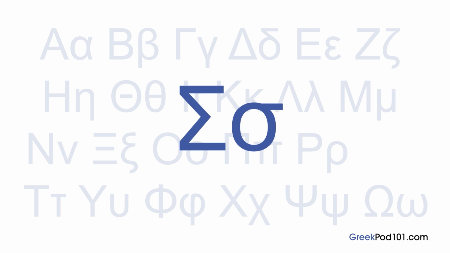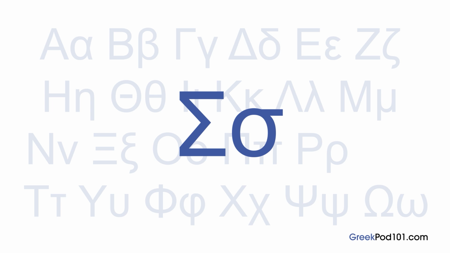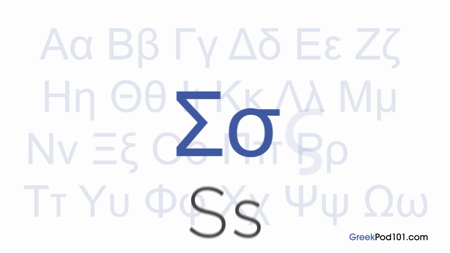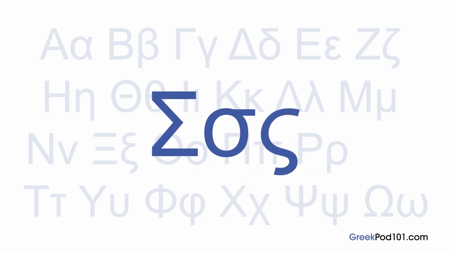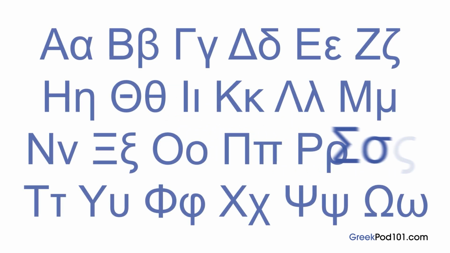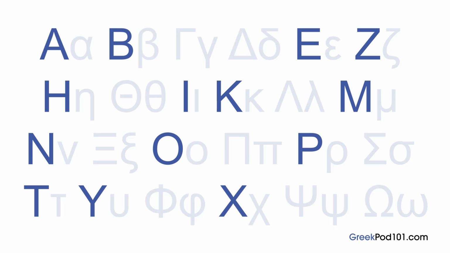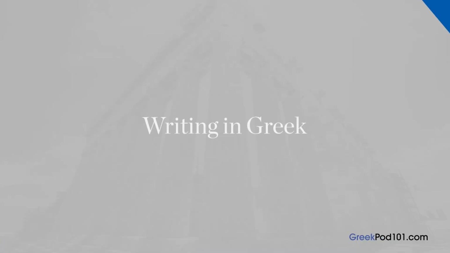However, the letter sigma, which is equivalent to the English S, has an extra lowercase form, which is used only when sigma is the final letter of a word. The Greek alphabet was the basis for the Roman alphabet, which English uses, so you'll see a lot of similarities between the uppercase Greek and English letters.